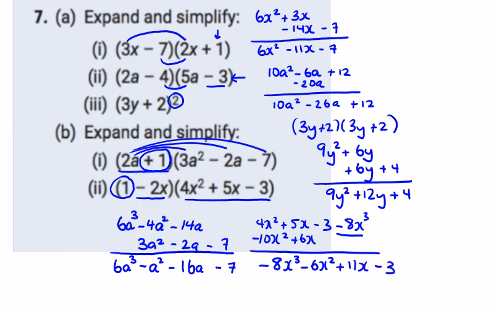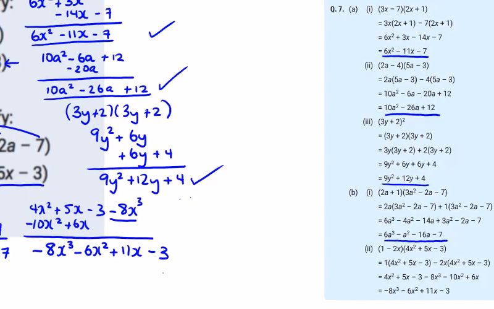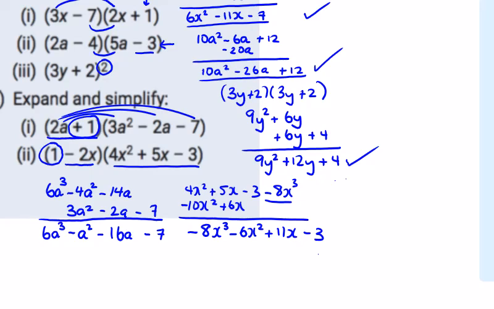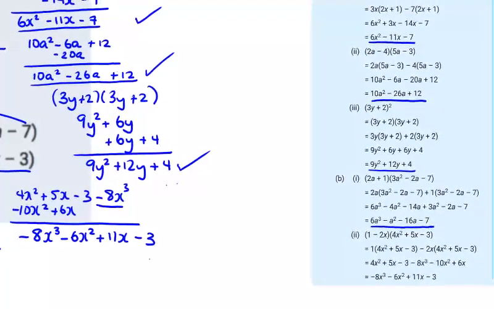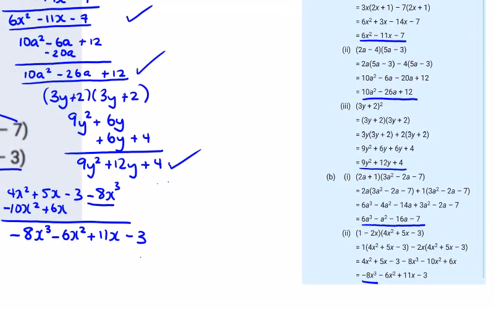So let's check these answers for number 7. Go back to your first one, 6x squared minus 11x minus 7 is correct. 10a squared minus 26a plus 12 is correct. 9y squared plus 12y plus 4, we can see here, is correct. Then we have 6a cubed minus a squared minus 16a minus 7, which is correct. And then the last one, minus 8x cubed, they put the cube first, minus 6x squared plus 11x minus 3. You've checked all the answers. Move on to the next question.